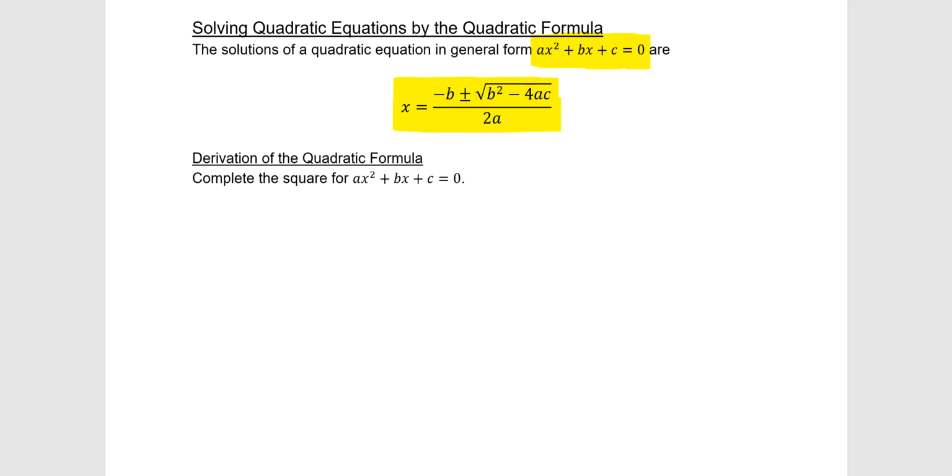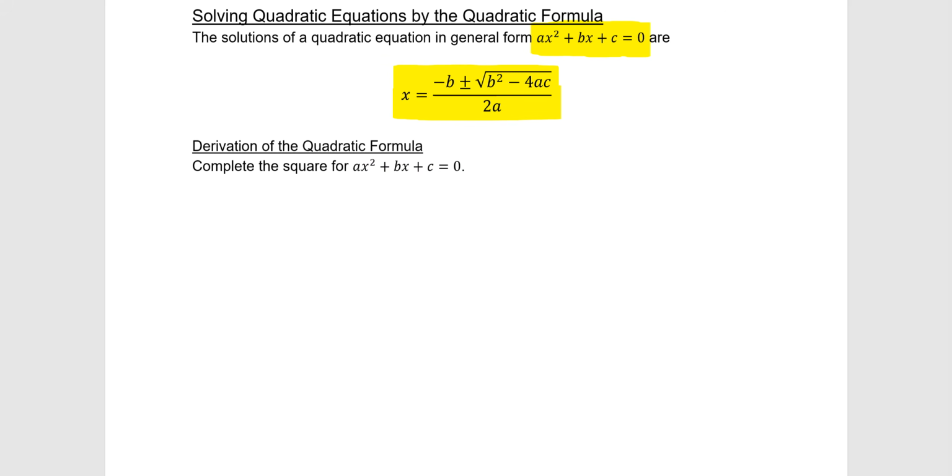Okay, so let's derive this formula so we can see where this comes from. So let's say we have this generic ax squared plus bx plus c equals 0 equation. What we have to actually do to create this formula is to complete the square on it. So first, we're going to subtract the constant on both sides. So it's going to be ax squared plus bx, subtract c on both sides, so equals negative c.